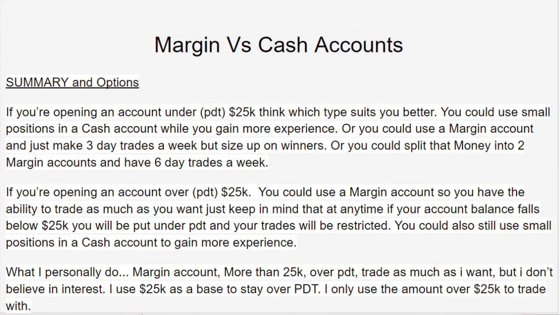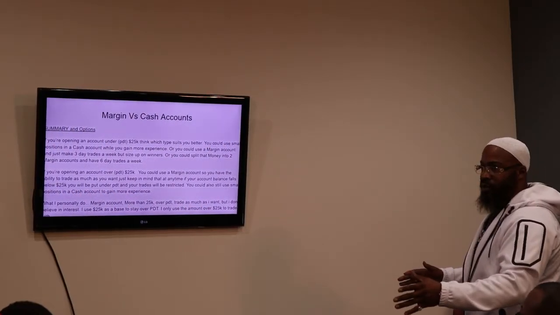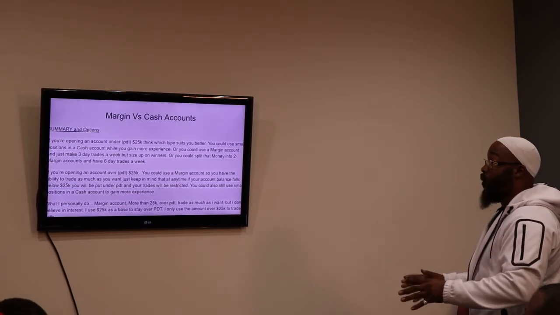In summary, if you're opening an account under $25,000, think which type suits you better. You could use a small position in a cash account while you gain more experience. You could also use a margin account and just make 3 trades a week. Make 3 trades a week, but size up on your winners. Okay? Or you could split that money into 2 margin accounts and have 6 trades a week.